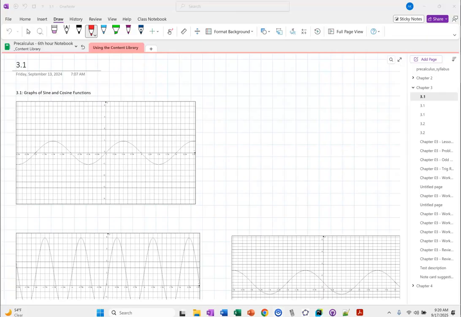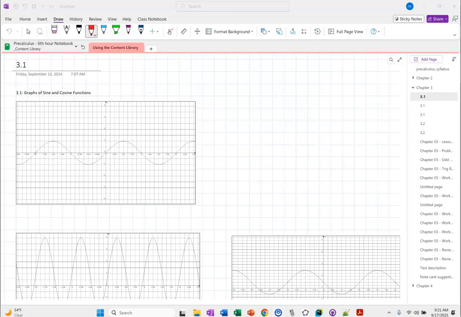All right. So my plan for today, we're going to start talking about chapter 3. In chapter 3, we talk about sine, cosine, and tangent as functions. Now that we can do sine, cosine, and tangent on any real number, we now have the ability to turn these into functions and talk about them the same way we talk about functions.